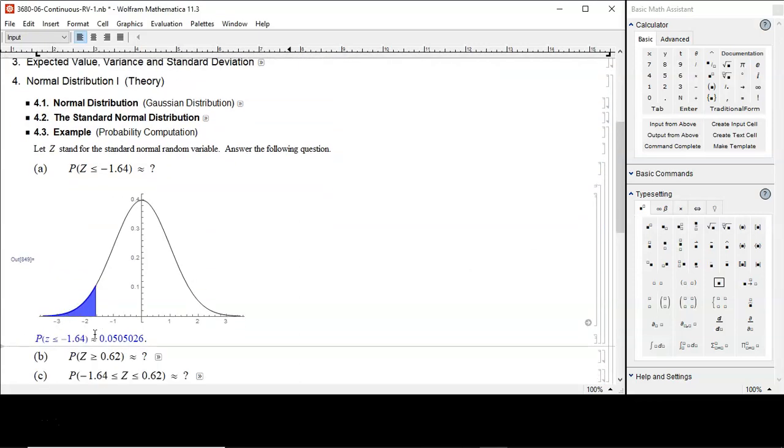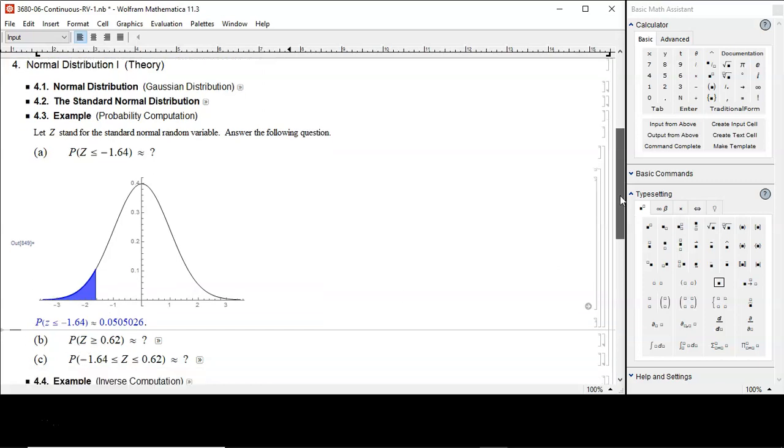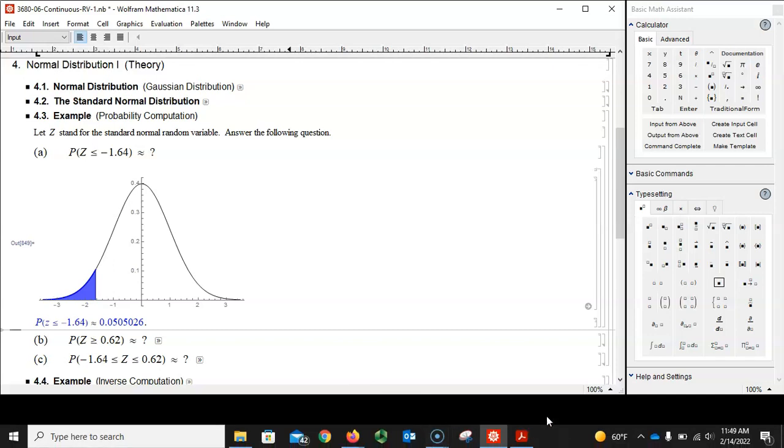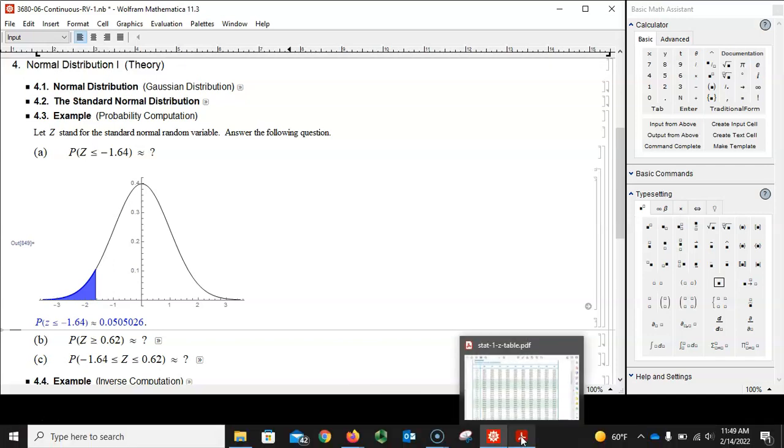Yeah, it's shaded to the left, about 0.0505. Now let's do this. Z is greater than 0.62. Now this is going to be a bit trickier. Let's go back to the table. 0.62.